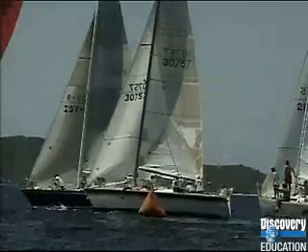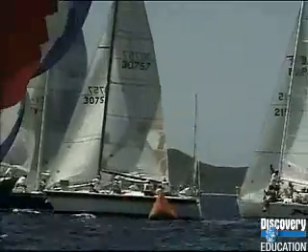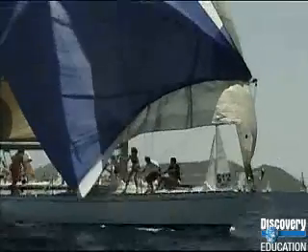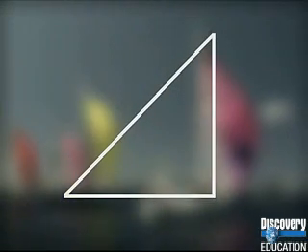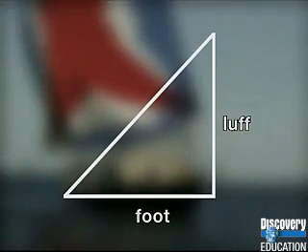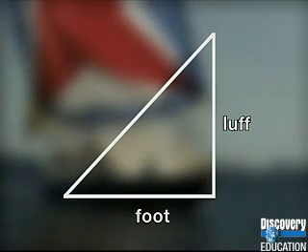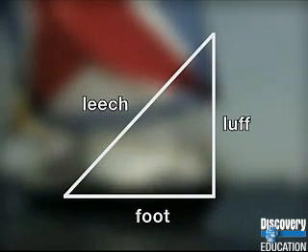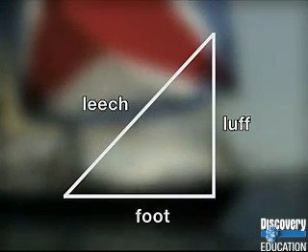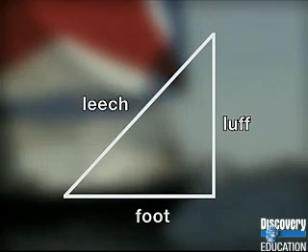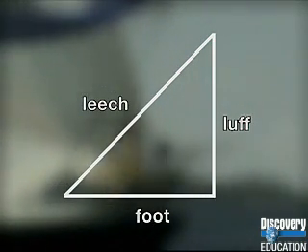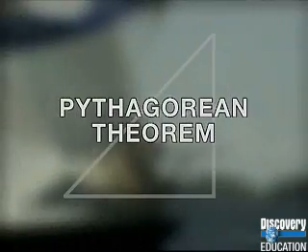Often, a sail has the shape of a right triangle. So, if a friend asked you to install a new sail, you need to know its measurements. In sailing terms, the two legs of the triangle are called the luff and the foot, and the hypotenuse is called the leech. But let's say your friend only gave you the luff and leech measurements, and you need to figure out the length of the foot. The Pythagorean Theorem can help you out.